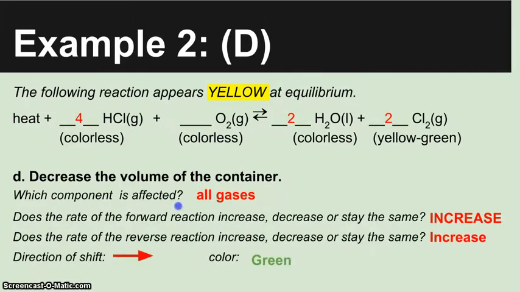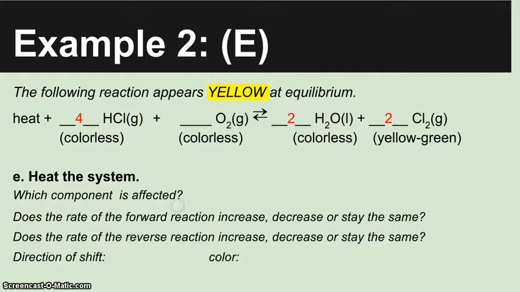Okay, let's move on to example E. Again, we'll do the balancing. So I'm going to heat up the system. Which component is affected when I heat up, when I change the temperature of the system? Hopefully you can see that the temperature, the heat is written on the left-hand side. However, we know that temperature affects the rate of reaction. We know if we increase the temperature, it speeds up the reaction.